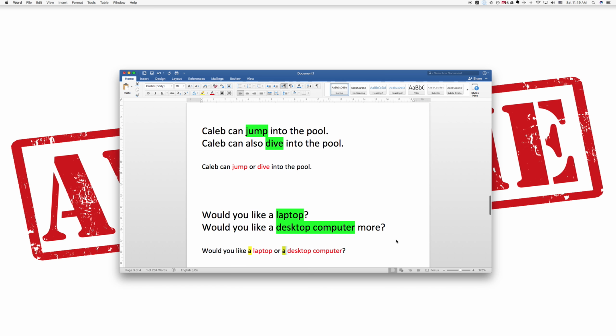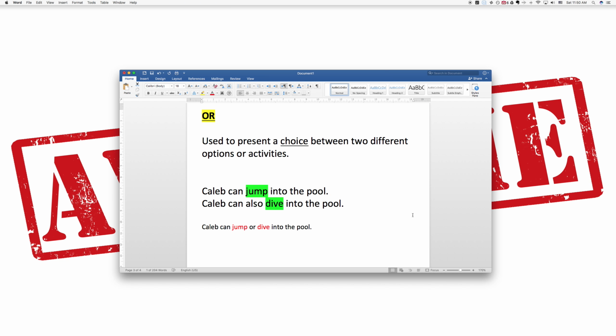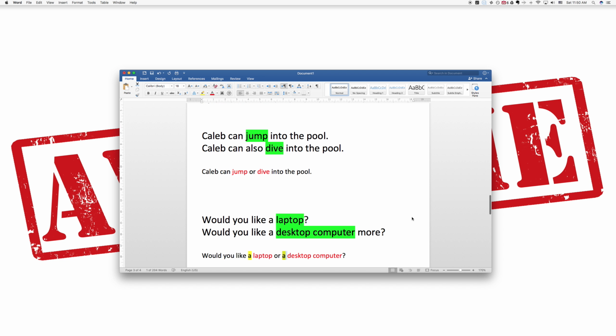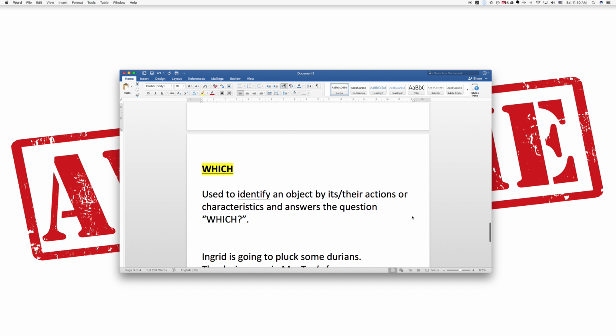Alright, you're doing very well. So let's summarize again. Or is used as a connector to present a choice between two different options or activities. And finally, let's move on to our last connector in Unit 10, what we've just covered recently, which is which.